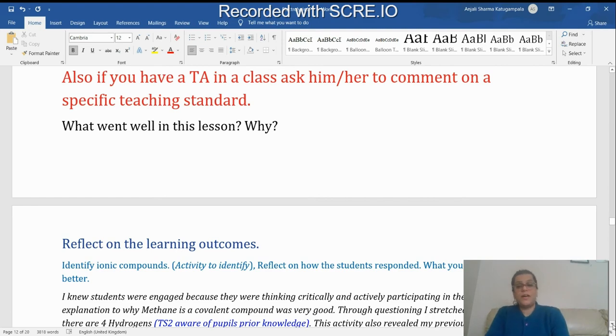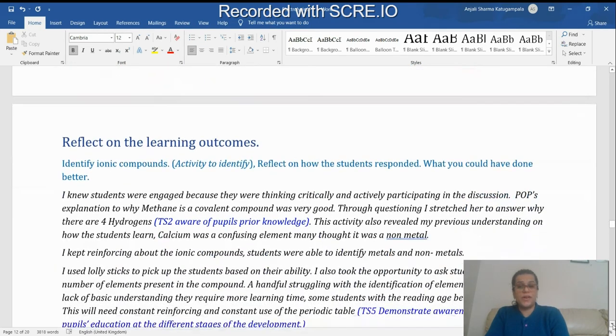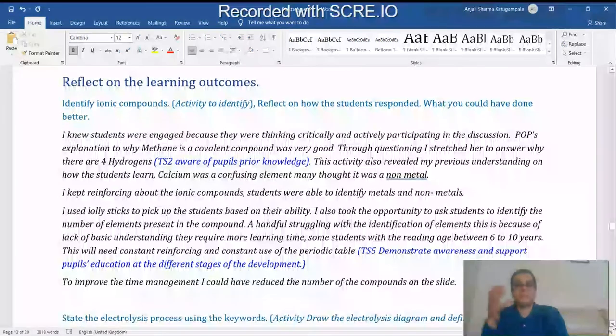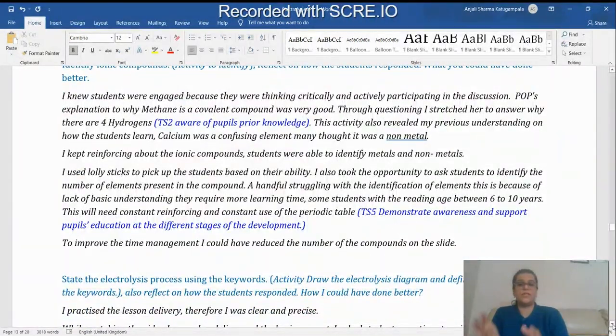So, for example, my first learning outcome, progress of student, identify ionic compound. The activity included is written, and you reflect on how students responded and what you could have done better. Whatever I discussed with my students in the class, I wrote that down in the reflection. And then I'm also writing in my reflection, I keep referring to the teaching standard.